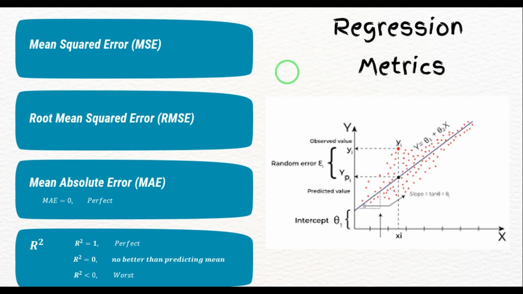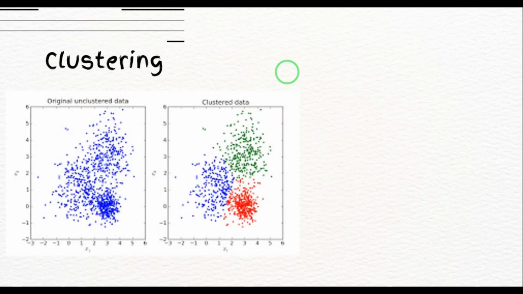So as you saw, each of them tells us how far predictions deviate from reality in their own way. For now, we just consider mentioning them because explaining them with an example needs another whole tutorial. Let's move on to clustering.